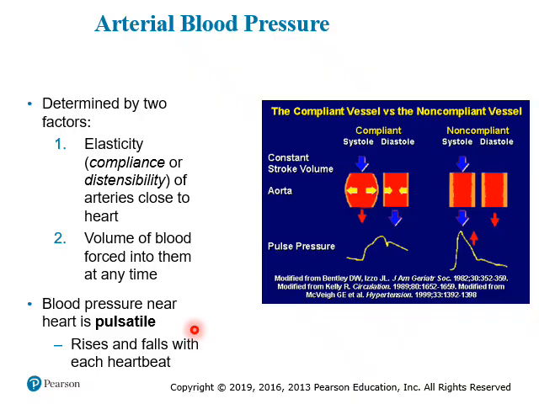The blood pressure near the heart is pulsating, just like what I told you, because the blood gets into the elastic arteries, and the elastic arteries will pulsate. It will expand when there's high pressure. It will recoil when there's less pressure. So the rise and fall of the artery is what we feel as the pulse.